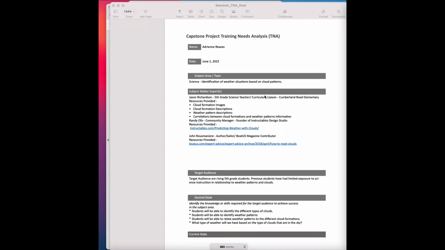When selecting subject matter experts to aid in this unit, I searched for people who were knowledgeable about clouds and their relationship to weather patterns, which is where I found Mr. Ofo and Mr. Rousmanier. I also found it to be beneficial to have an overall 5th grade science curriculum liaison to check alignment of standards to curriculum in order to make that learning more meaningful for my target audience.